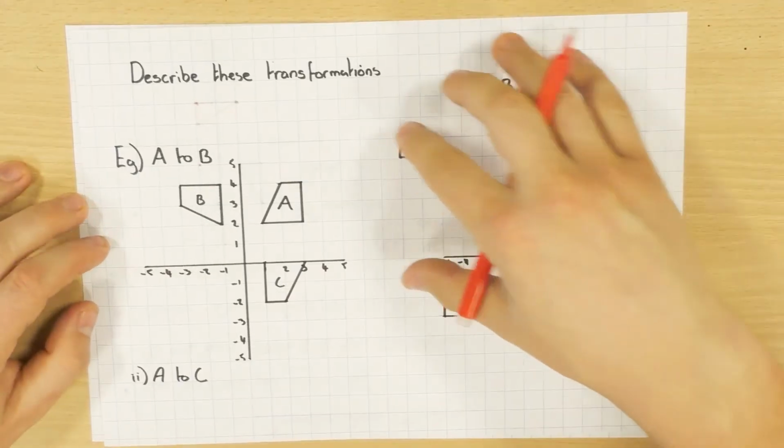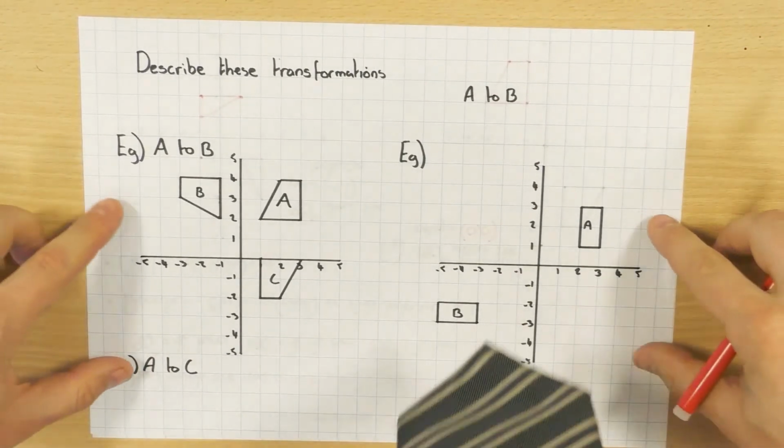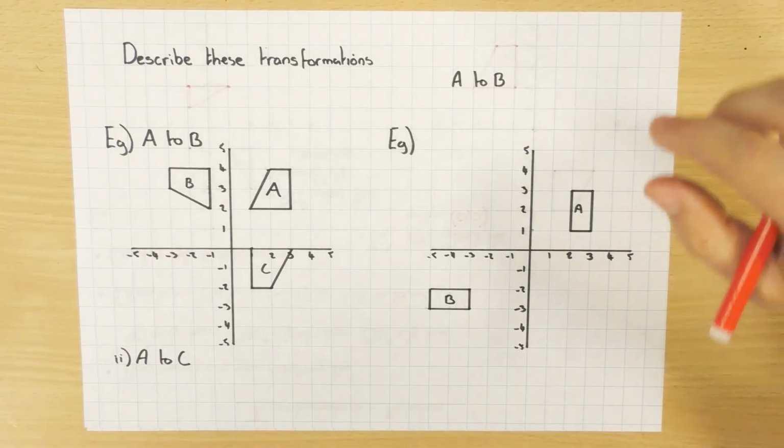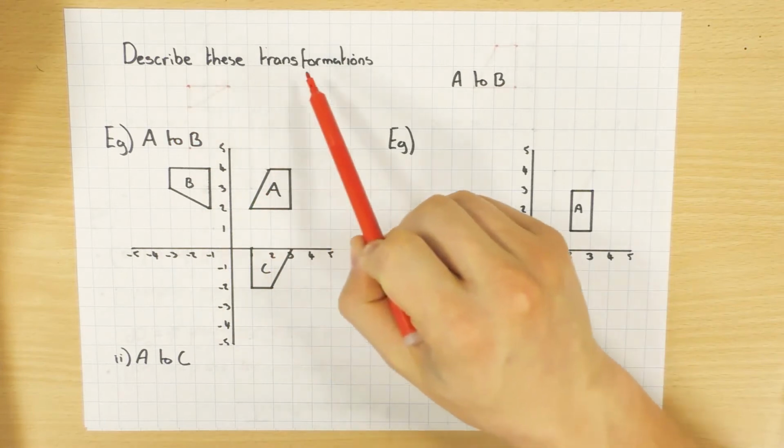We're now going to have a look at how we describe. So once I put this on here, I'm just going to check it's still on the camera. Yep, that's fine. Okay. So the question is, describe these transformations.